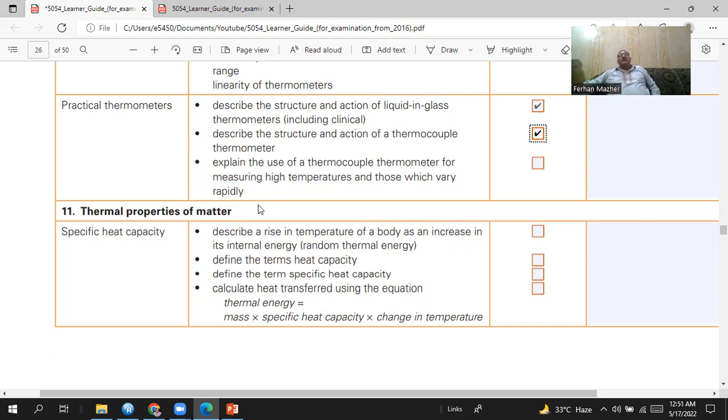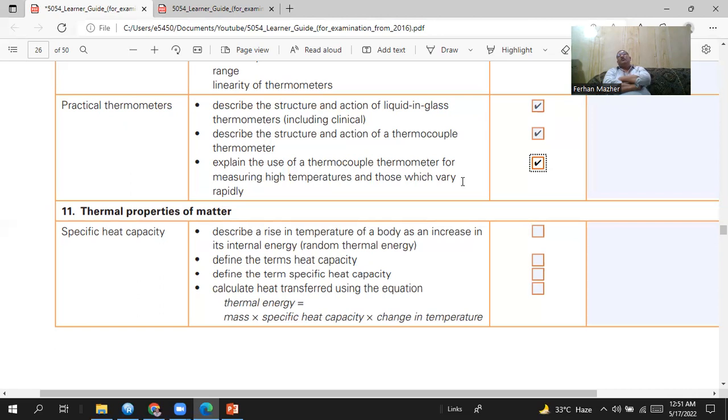Explain the use of thermocouple thermometer for measuring the high temperatures and those which vary rapidly. Sometimes they ask you what is the advantage of the thermocouple thermometer. Thermocouple thermometer can measure very high temperatures. It can measure very low temperatures. It is portable. The output can be put into the data logger. So these are the advantages of using thermocouple thermometer.